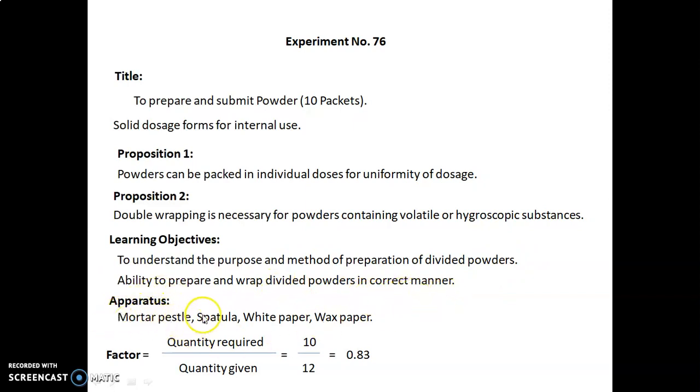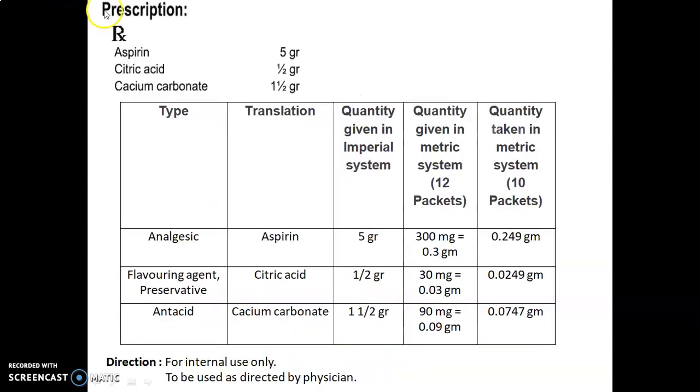Apparatus required are mortar, pestle, spatula, white paper, wax paper. Factor is calculated as quantity required upon quantity given, that is, we have the quantity required to prepare 10 packets of that powder and the quantity given is for 12 packets of powder. So 10 upon 12 is equal to 0.83. This is a prescription given in Latin terminology, denoted by the symbol Rx.